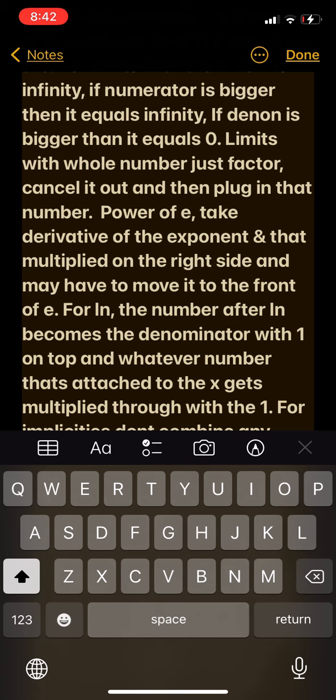For limits with a whole number, just factor, cancel it out, and then plug in that number.